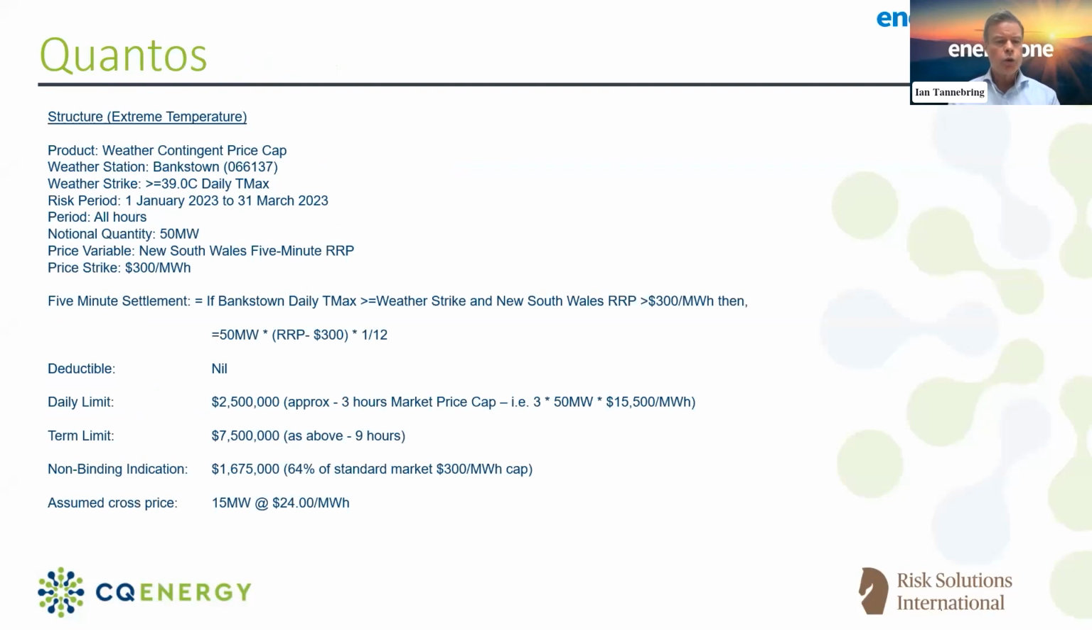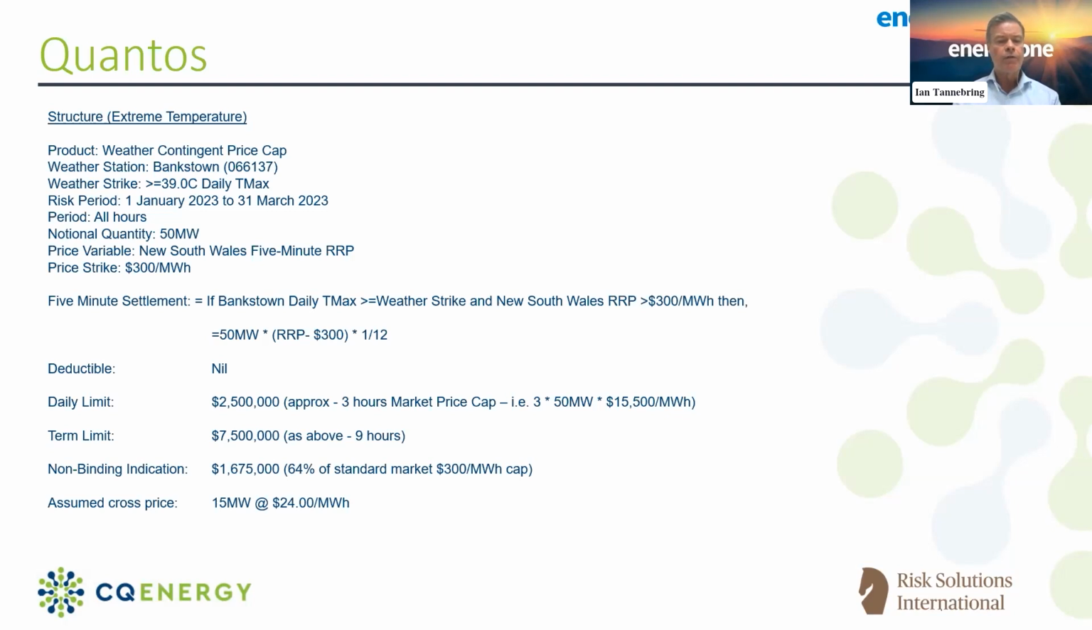A little bit similar to what I talked about before with the 40 degrees C structure in Victoria. This is one from New South Wales. This is a fairly vanilla, typical type structure that gets closed in Australia. If there's one that is more vanilla than others, it's this type of structure. So this is a contingent price cap. Bankstown is the weather station in New South Wales. It's triggered on a day when the daily Tmax is above 39 degrees C. It's over our summer period. It's for a 50 megawatt notional.